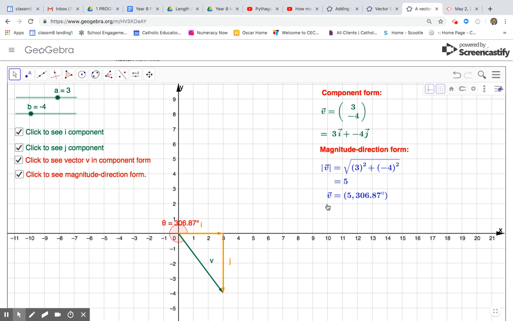In terms of degrees, again, it's just polar coordinates. This is going to be tan theta, which is opposite over adjacent, which is going to be 4 over 3. And then you've just got to remember that it's in this fourth quadrant, so it's 360 minus that.